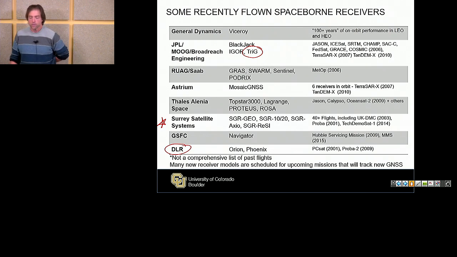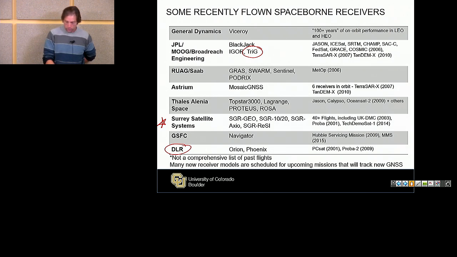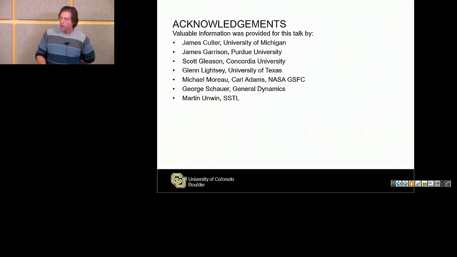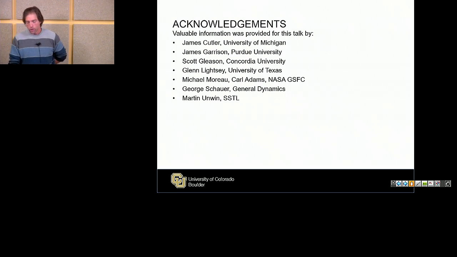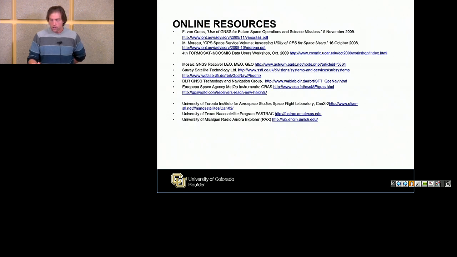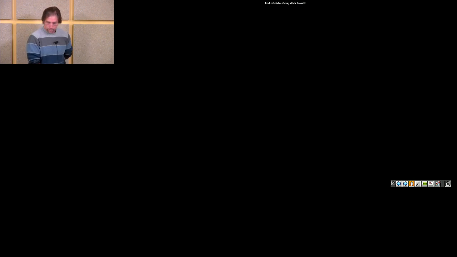Not an exhaustive list, but it gives you some feel for what has flown, and what receivers could be available if you're interested in looking at some of those pieces. So, a lot of detail. We pulled some material from different people to help with this piece. There are a lot of groups here at CU which are working on this as well. Some more online resources to see what happens.